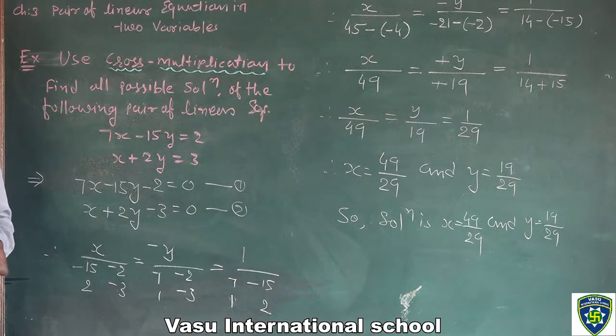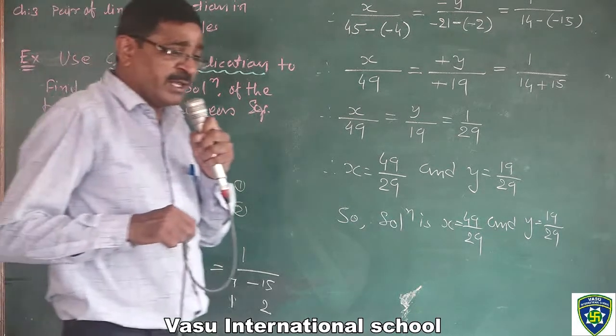If a pair of linear equations is given to be solved by cross multiplication, elimination or substitution method, then we have to use whichever method is given and solve the pair of linear equations.